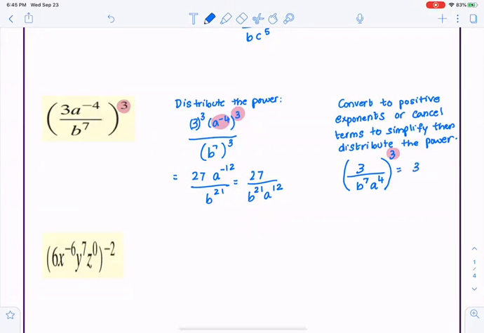So I have 3 raised to the power of 3 divided by b raised 7 raised to the power of 3, a raised 4 raised to the power of 3, which would give us 27 divided by b raised 21, a raised 12. So we got the same answer. Again, it is a matter of choice as to which way to use. You know, some people are right-handed, some are left-handed, and that's just how it goes.